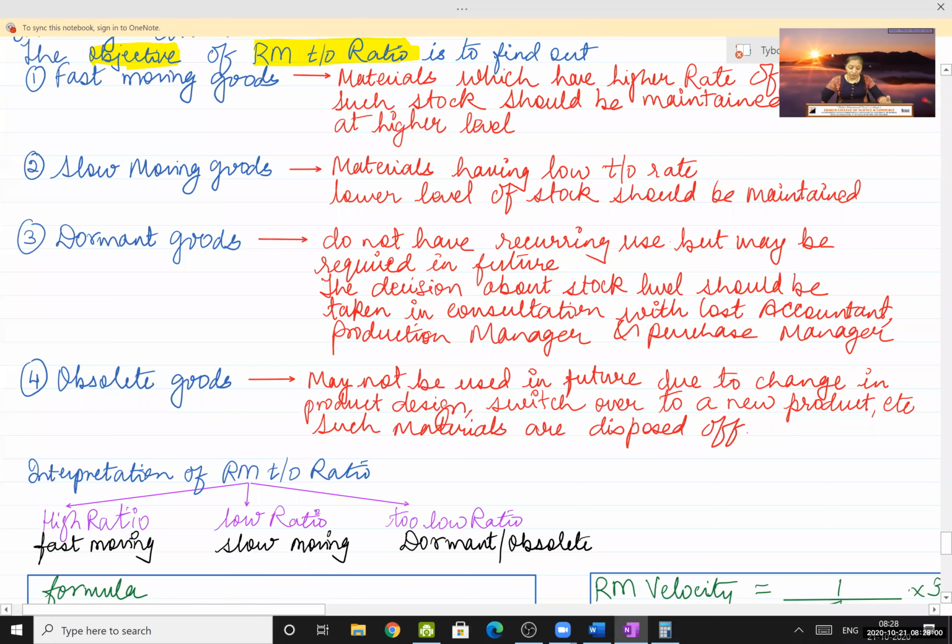It is obsolete product. So the difference between dormant goods and obsolete goods is only that dormant goods may have a demand in future. You may keep it, you may not keep it. Having your business sense, knowledge, experience, on the basis of that you will decide. But obsolete goods, for sure, you will not keep in the godown. You will throw it away. You will dispose it off, because these are dead stocks.